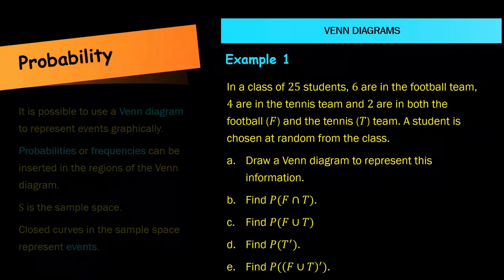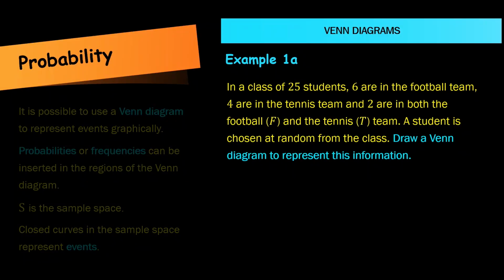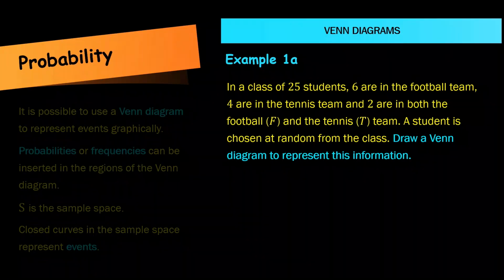Now pause the video and have a go at this example. Press play when you're ready to view the solutions. So let's solve part A first. In a class of 25 students, 6 are in the football team, 4 are in the tennis team, and 2 are in both the football and the tennis team. A student is chosen at random from the class. Draw a Venn diagram to represent this information.